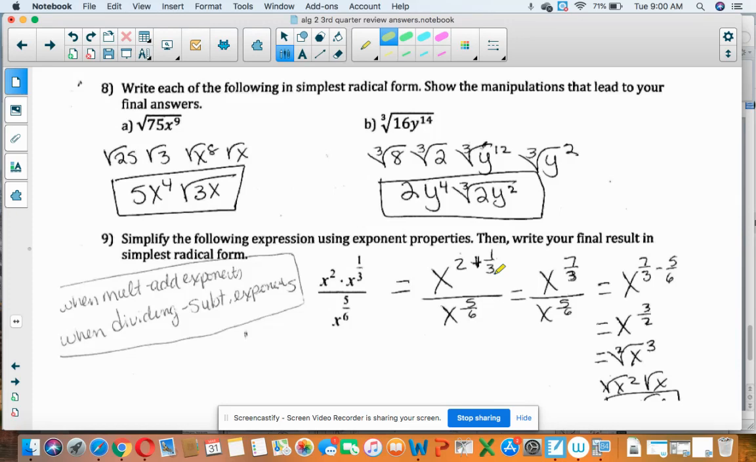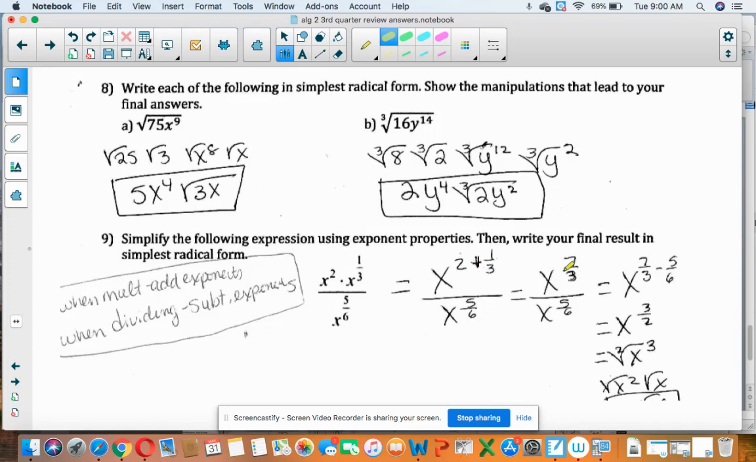And then you just hit the math key and change it back to a fraction. Or this 2, you can just leave that as 6 over 3. So x to the 6 over 3 is really x to the 2. And then I'm just adding 6 over 3 plus 1 over 3. And that's how I can also get the 7 over 3.